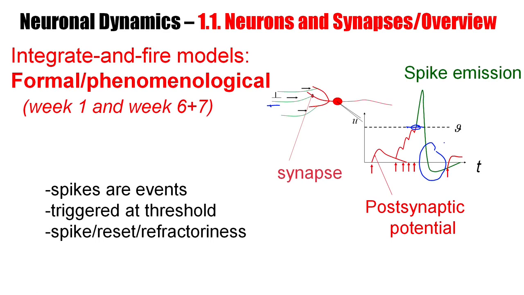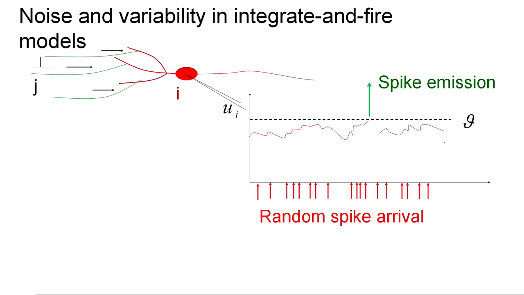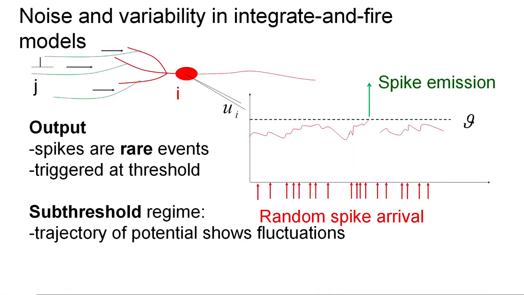A simple version of this model will be the topic for today, and then we'll come back to this model towards the end of this series of lectures. Suppose now we have this kind of model, and our neuron receives many spikes from other neurons. To make things simple, we assume that spike arrival is random. As a result of this, the potential will fluctuate as a function of time, and only occasionally a spike is sent out. So spikes are rather rare events triggered at a threshold.